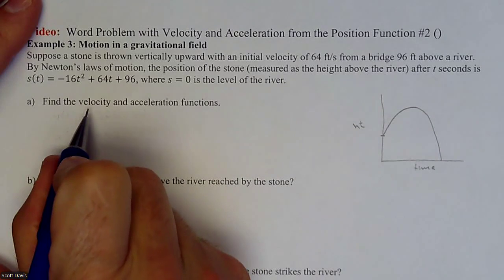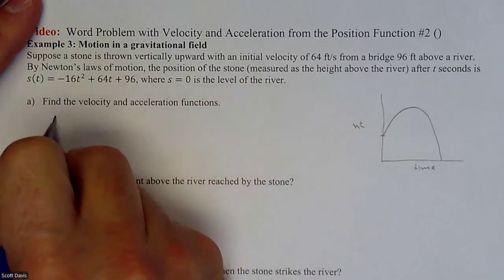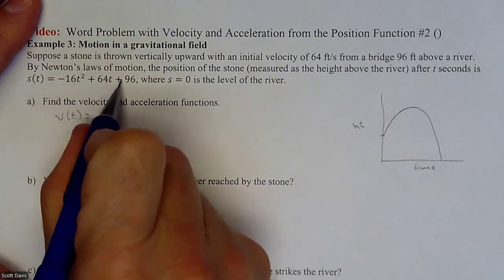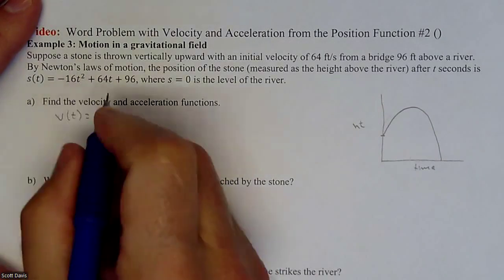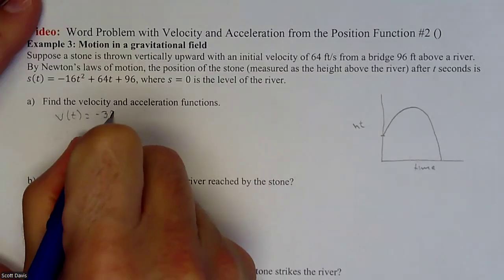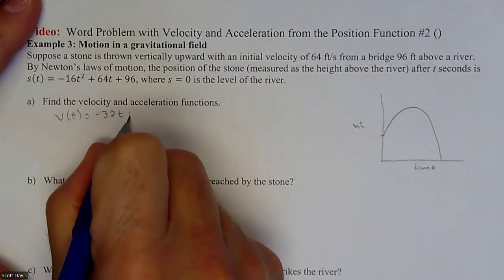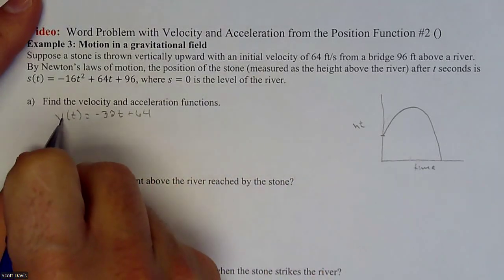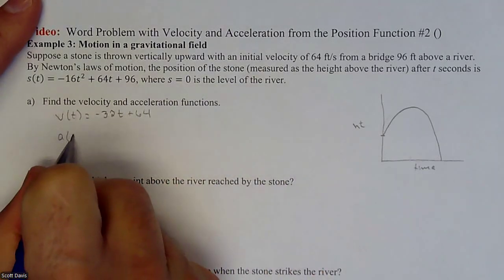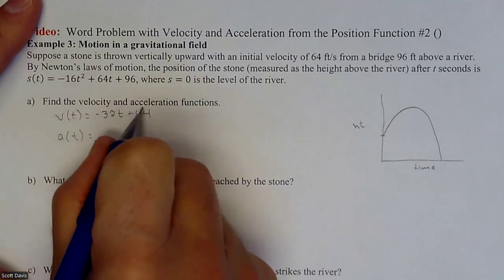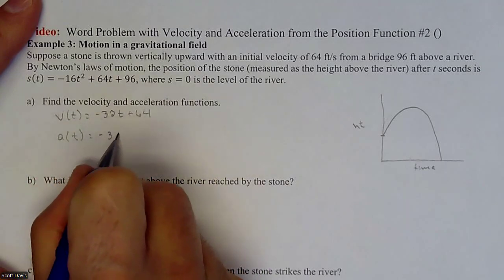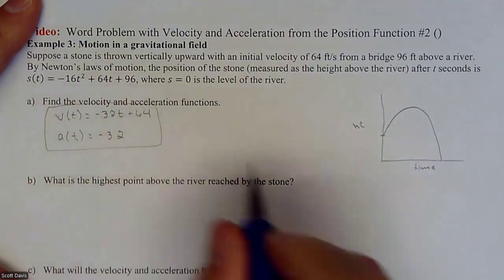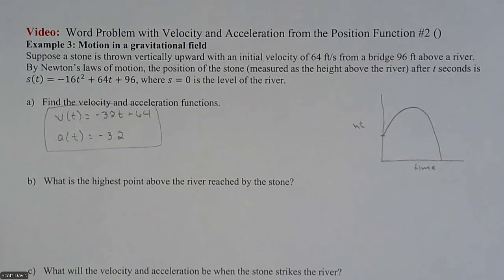So first couple things we're asked to do is find the velocity and acceleration. So our velocity equation is going to be the derivative of the position function. So if we take the derivative of that, we're looking at negative 32t plus 64. And then if we do acceleration, which is the derivative of the velocity, the derivative of this is just going to be negative 32. All right, so those are our velocity and acceleration functions.